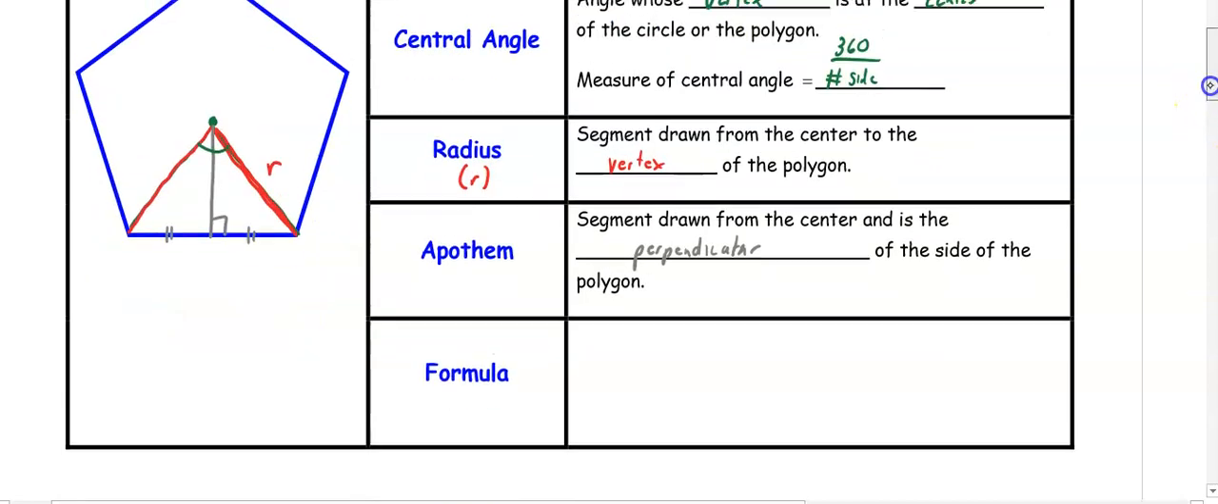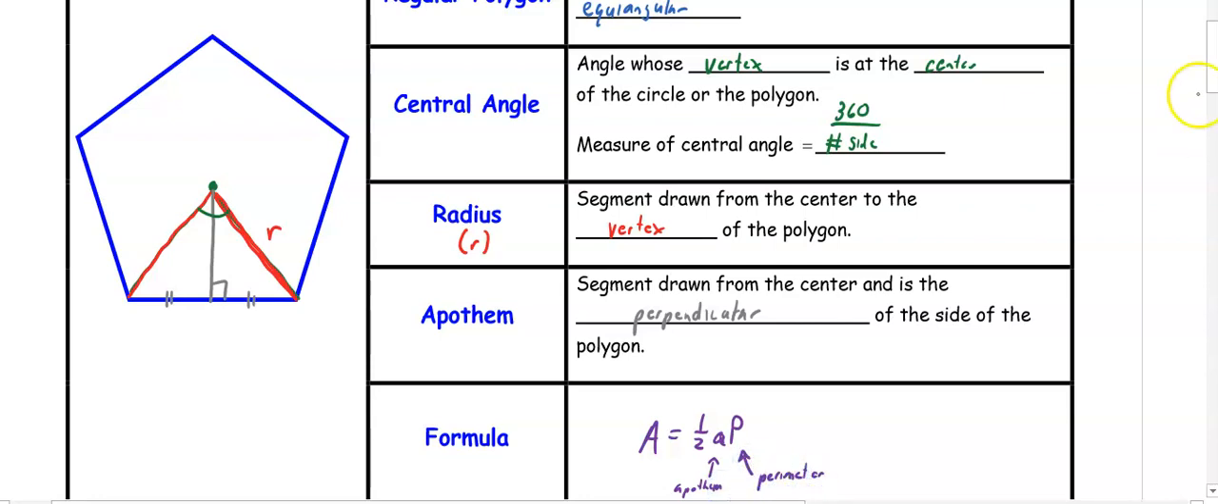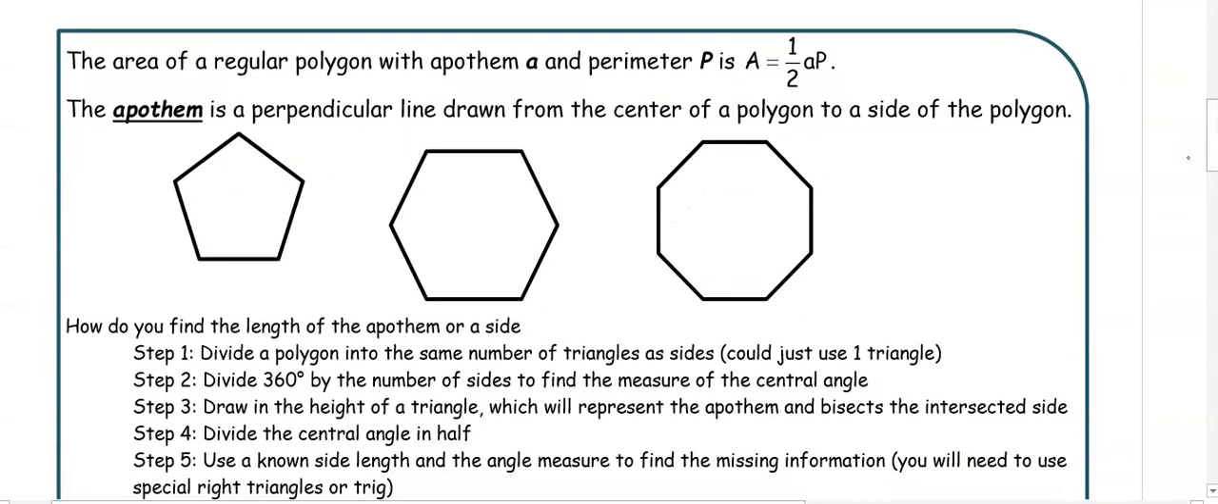To find the area of any polygon, our equation is area equals 1/2 apothem times perimeter. So let's use this formula to find our area. So A stands for apothem, P stands for the perimeter of the shape. So in a regular polygon with apothem A and perimeter P, the formula is area equals 1/2 apothem times perimeter. Your apothem is a perpendicular line that's drawn to the center of the polygon.